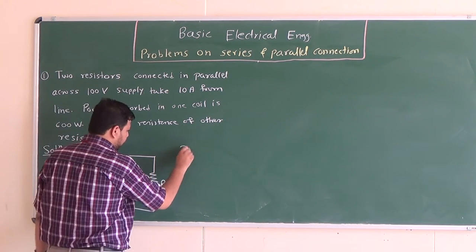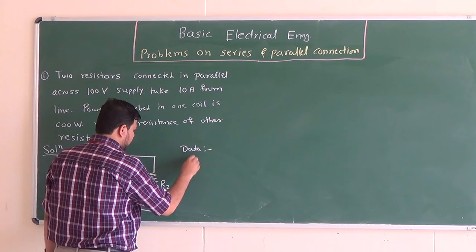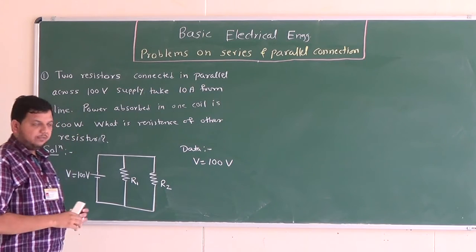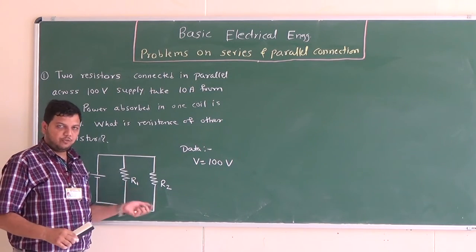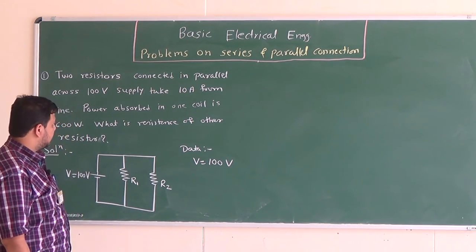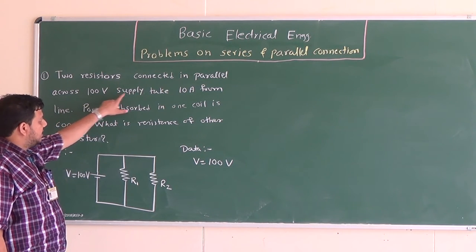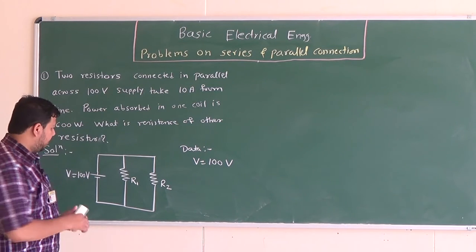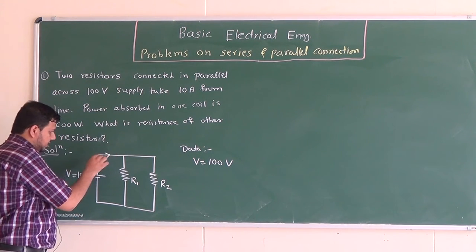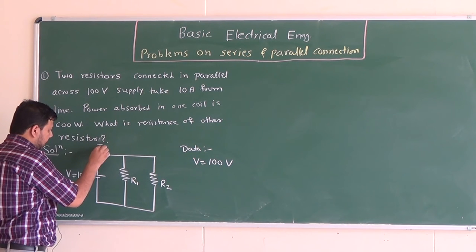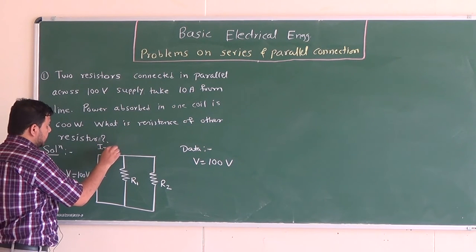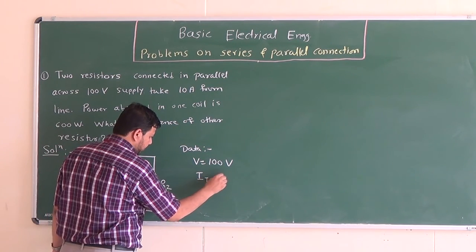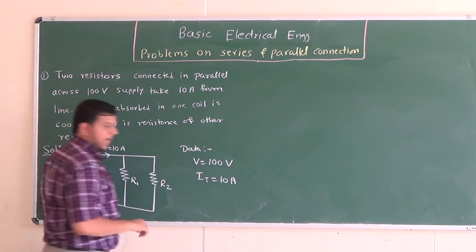So we can write the data. Supply voltage is given, total voltage, that is 100 volt. We know the property for parallel: voltage remains the same for all the parallel connected resistors. Next, they have mentioned that it takes 10 ampere from the line, meaning they have given the total current. So the total current taken from the line, IT, is 10 ampere.